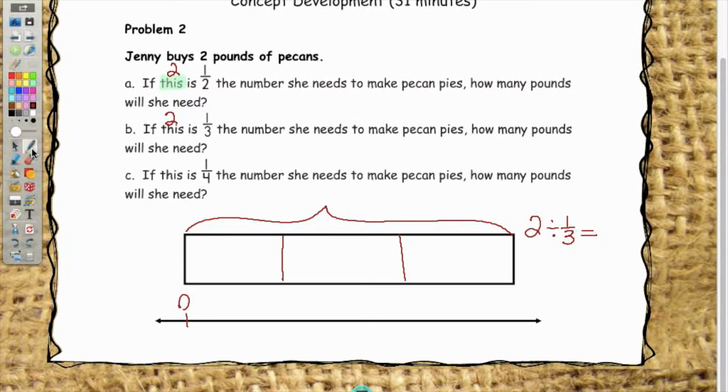All right. So what goes in each part? 2. I already marked thirds, didn't I? Okay. So 2 divided by 1/3 is going to be 2, 4, 6. How many pounds will she need? 6. So this technically should be a 6, shouldn't it? And that should be a 0. Okay. And each one of these would be whole numbers. What whole number would this be? 2. What whole number would this be? 4.